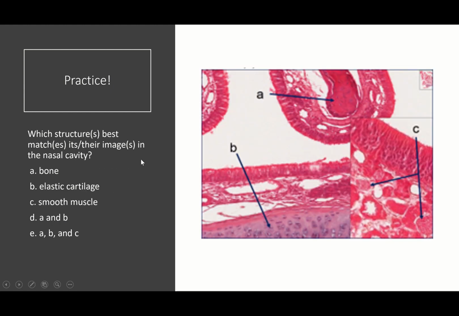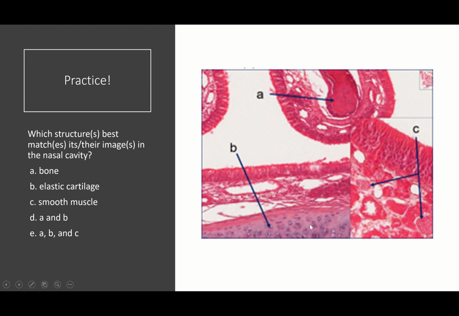Okay, next one, which match in the nasal cavity? So A is pointing to this right here, and it's saying it's bone, and that's correct. You do have bone in the later parts of your nose, in the more caudal parts of your nose. So that is bone tissue right there.